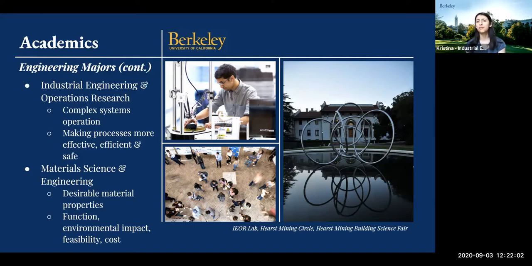And they also have one of the most beautiful buildings on campus. So Hearst Mining Circle, which is a picture on the right-hand side, houses our material science and engineering department.